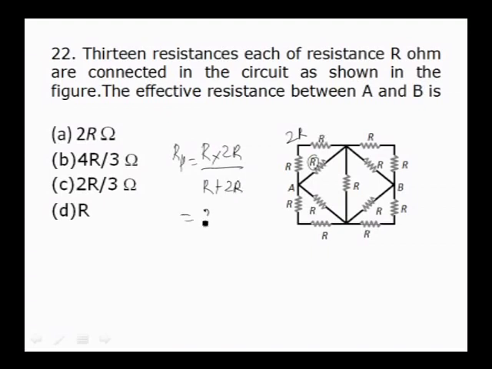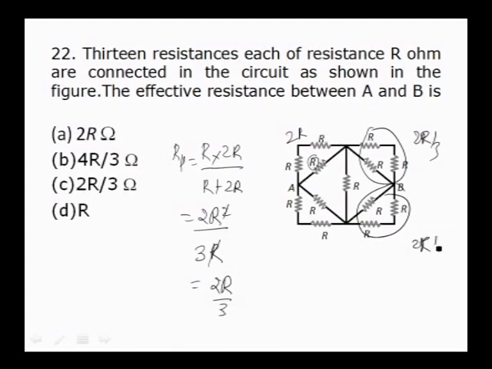This is becoming 2R square divided by 3R. R gets cancelled. This is equal to 2R divided by 3. See, all the resistors, this is equal to 2R by 3.